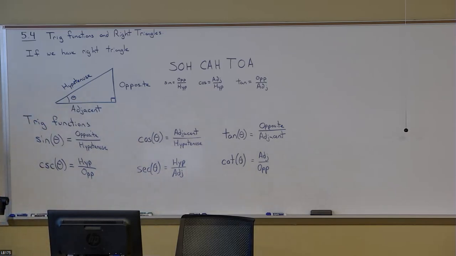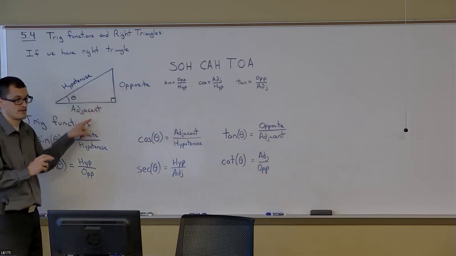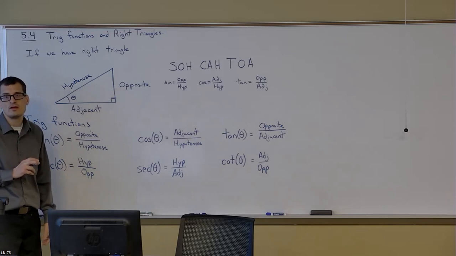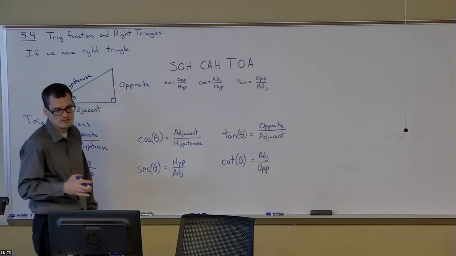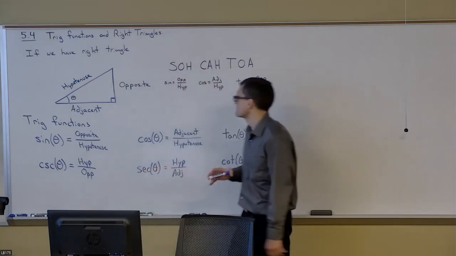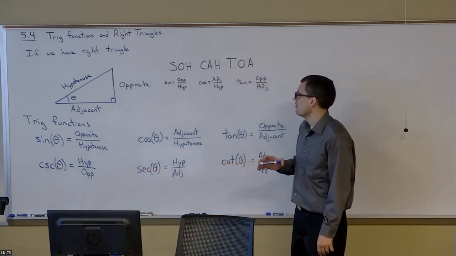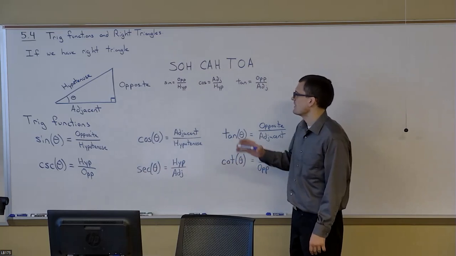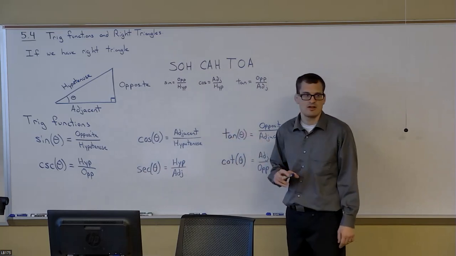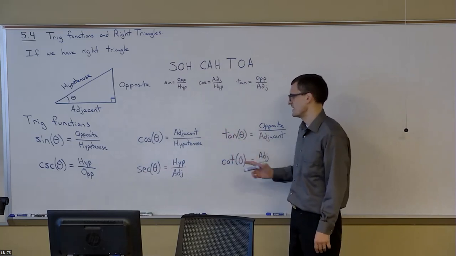So knowing those things, we can come up with the sine of whatever that angle is, or the cosine of whatever that angle is, or the tangent of whatever that angle is, if we know these three lengths. So if you know those three lengths, we can figure out what the sine, cosine, and tangent are.